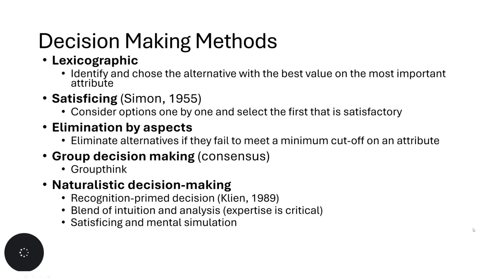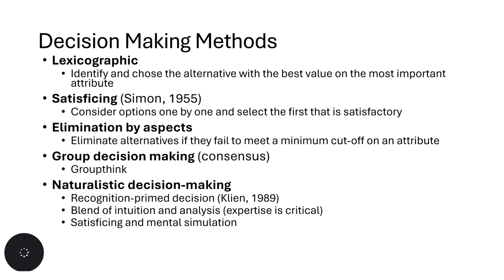And then some other decision-making methods. So lexicographic identifies and chooses the best alternative, or the alternative with the best value on the most important attribute. So for example, if you need to go across town, you're going to drive across town, and getting there fast is the most important attribute versus being safe, that is a way of making decisions.